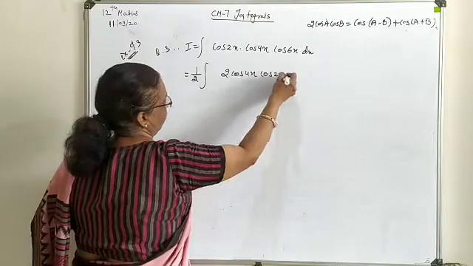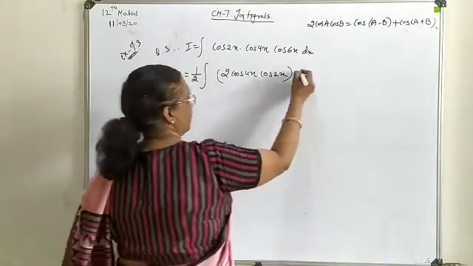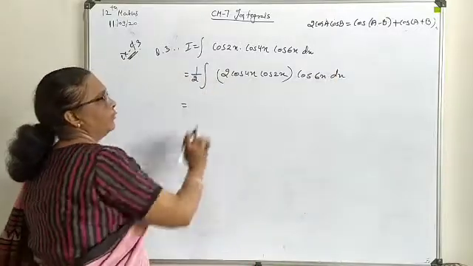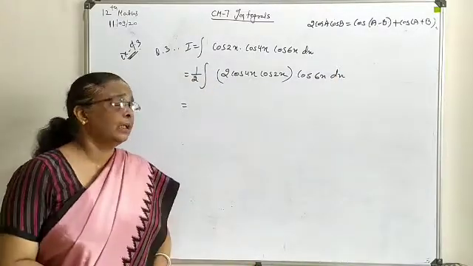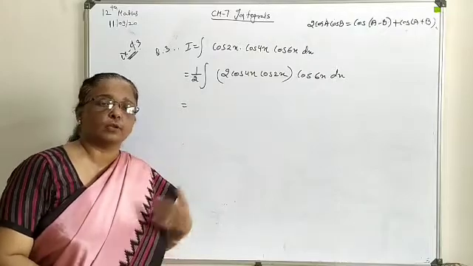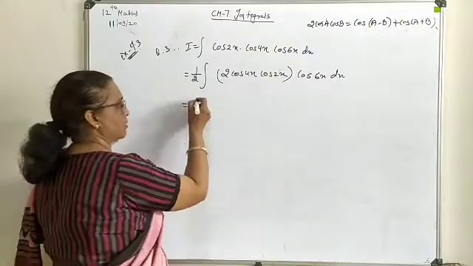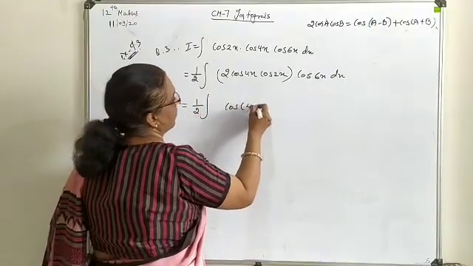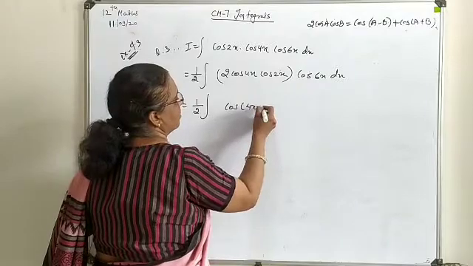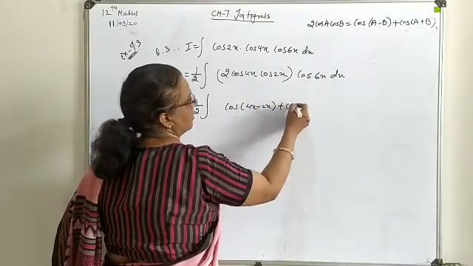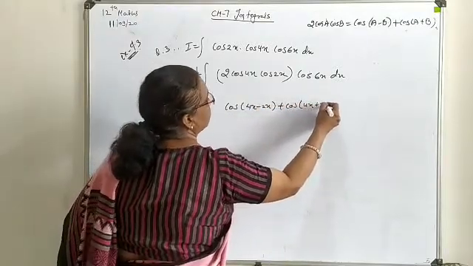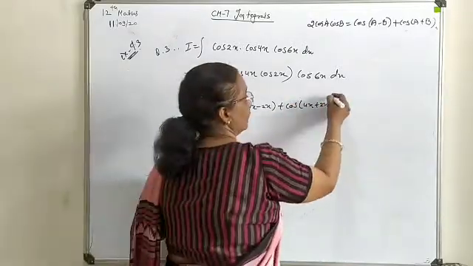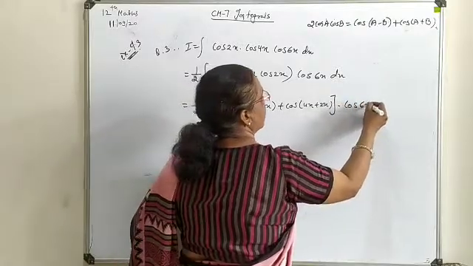First we are going to combine the first two terms, that is 4x and 2x. This 4x we will treat as A and this 2x we will treat as B. So implement the formula with the plus or minus combination. That will give you cos of (4x minus 2x) plus cos of (4x plus 2x), and this is your cos of 6x.